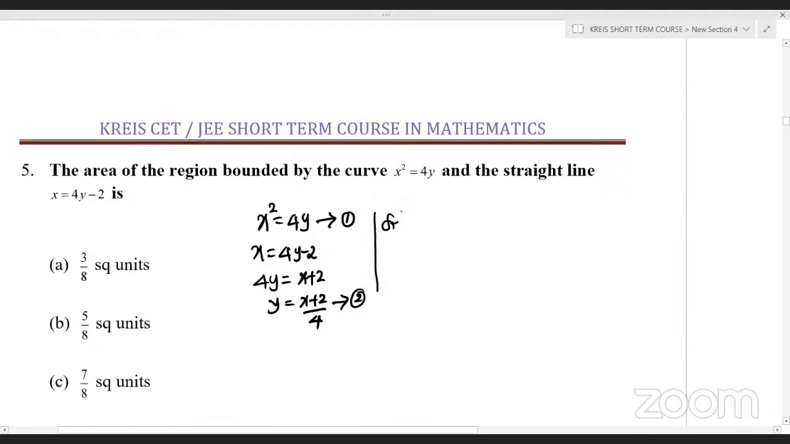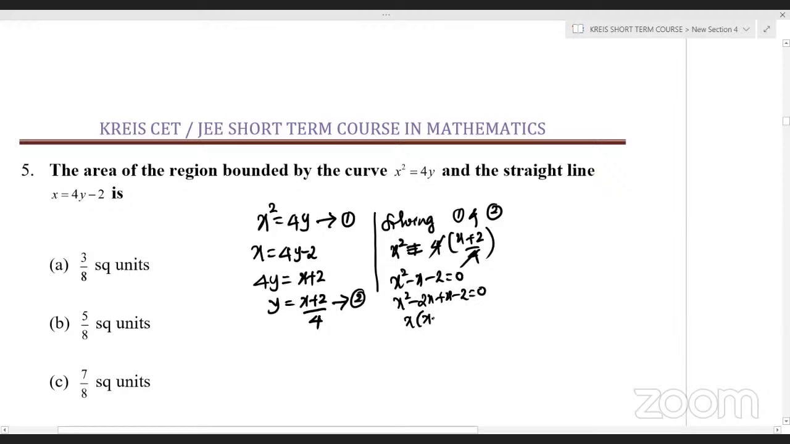Let us solve the two equations. Solving equations 1 and 2 so that you get an idea where the two curves cut. So here x squared is equal to 4 into y, which is x plus 2 divided by 4. The 4 gets cancelled. x squared minus x minus 2 is equal to 0. x squared minus 2x plus x minus 2 is equal to 0. x into x minus 2 plus 1 into x minus 2 is equal to 0. x minus 2 into x plus 1 is equal to 0. x is equal to 2 or x is equal to minus 1.